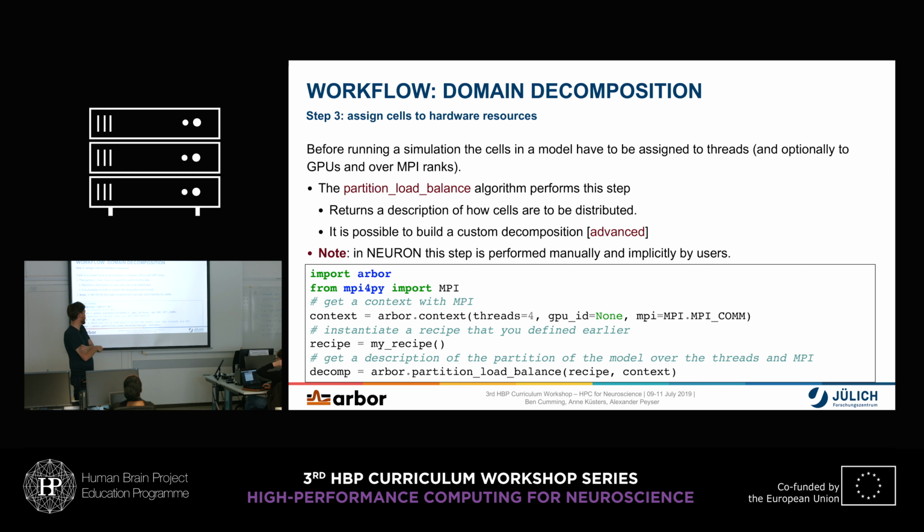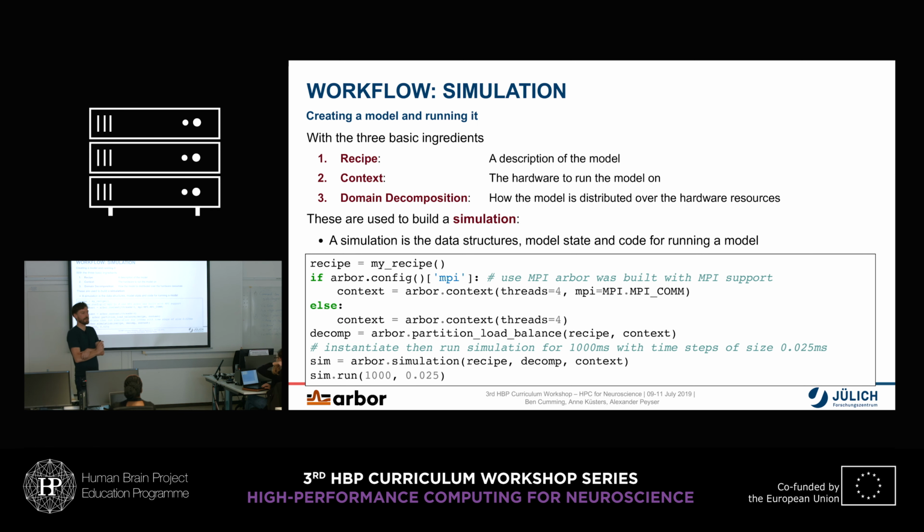So once you've created your context, here I'm creating a context that has 4 threads, no GPUs, and it uses MPI. And I've created a recipe. Somewhere else, I've created my recipe, and I've called it my recipe because I'm not very original. So I've got my context, which is the hardware, and I've got my model description. Now I pass them into this algorithm, and it returns a decomposition. Then if you want to, you can print that decomposition and start to explore it. It will say exactly which cells are going to be run on which hardware resources. So now we've got all the basic things we need to build a model.